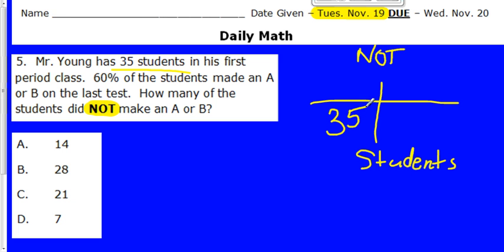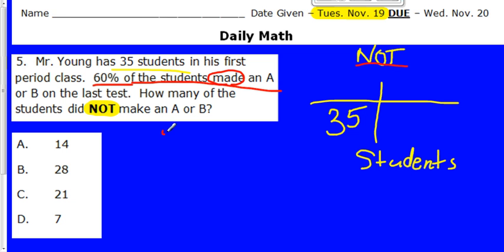Okay? Now, reading the story, it says that he had 60% of his students make. So that's who made an A or a B. But the question didn't want to know how many made. It wanted him to know how many did not.